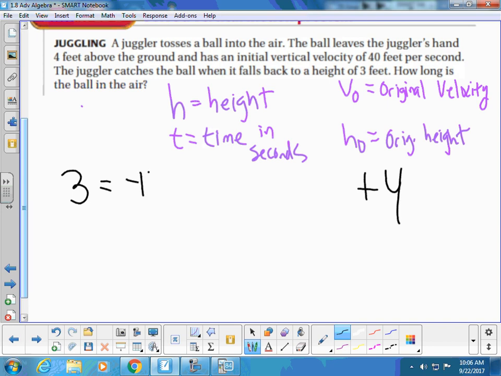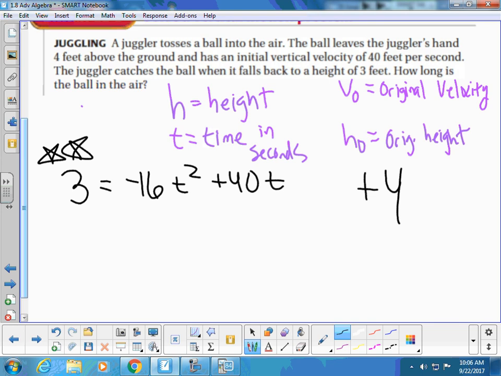The negative 16 is there because that helps calculate the pull of the gravity, because it's going to cause it to come down. It's going to make the parabola an upside down parabola, because objects go up, objects come down. It's our A value. What goes up must come down. And then our B value is our initial velocity, which was 40. So this is our equation. We basically need to solve this equation.